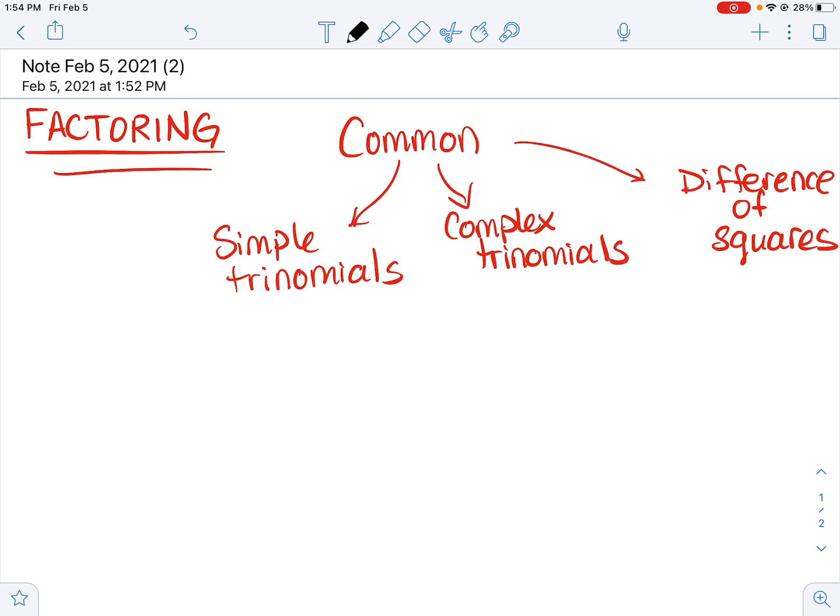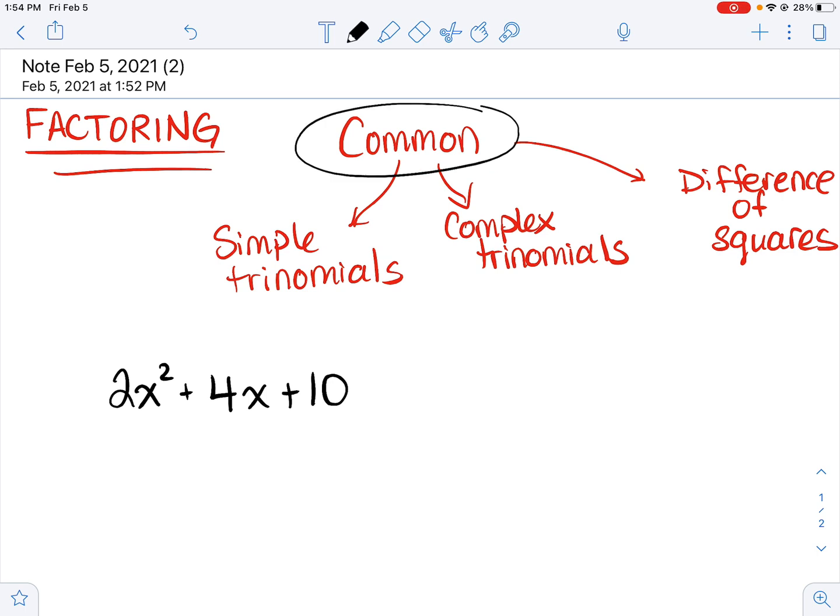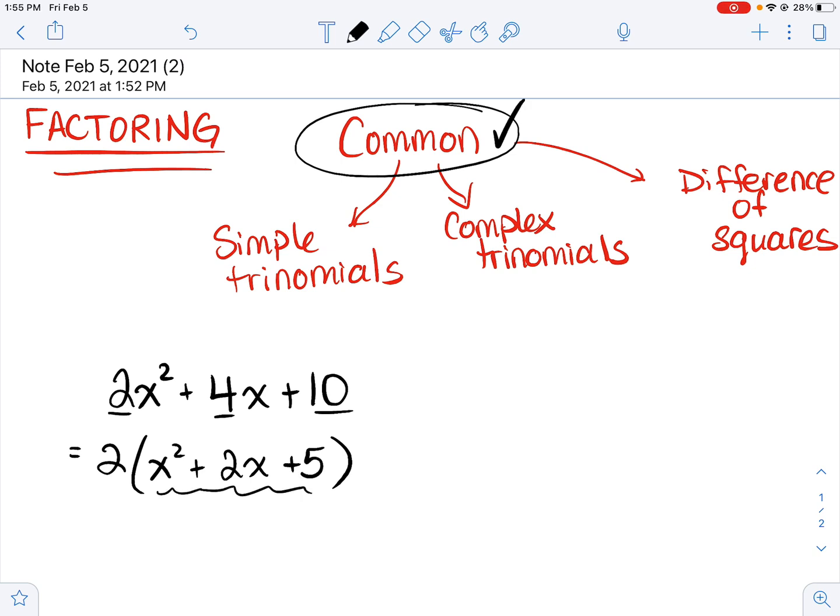Who knows? So if you look at something like 2x squared plus 4x plus 10. Well, 2, 4, 10, I look at those numbers and I see they're all divisible by 2. So I know I can common factor it. The first thing I would do is figure out what they're all divisible by. Oh, it's 2. And then I would divide each term by 2. x squared plus 2x plus 5. Cool, check.